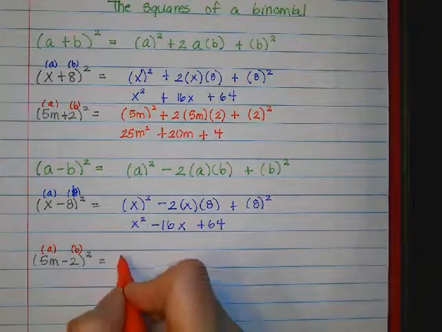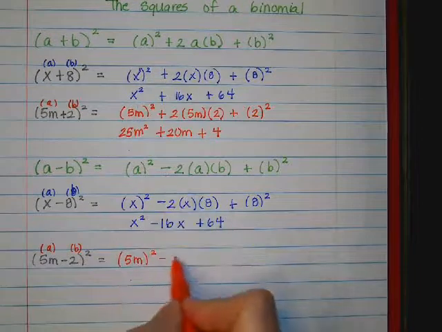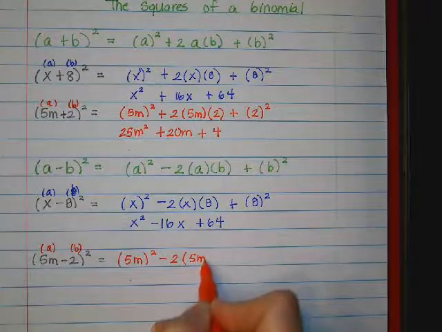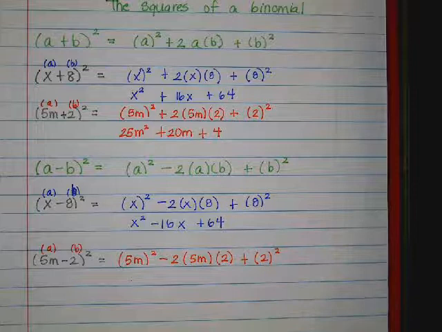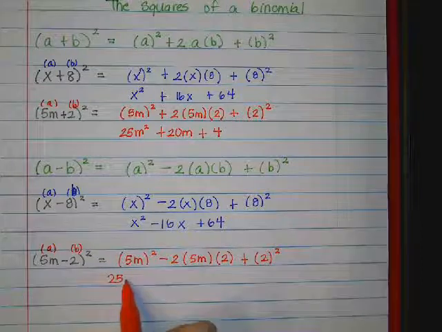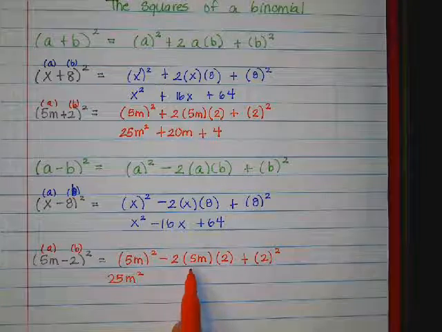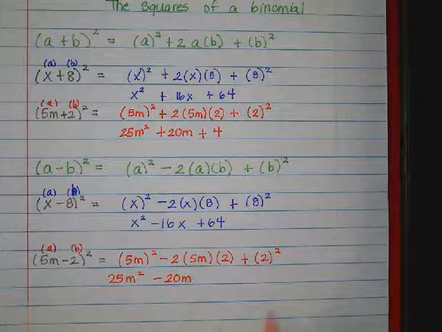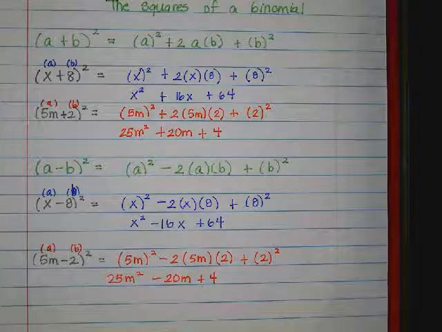So we take our a value, which is 5m, and we square it. This time minus 2 times our a value, which is 5m, plus our b value, which is 2, and then squared. So we get 5 times 5, still 25. And m times m is m squared. Negative 2 times 5 is negative 10. Negative 10 times 2 is negative 20. And the variable we have is m. And then 2 times 2 is 4. Final answer. So this is squaring a polynomial.